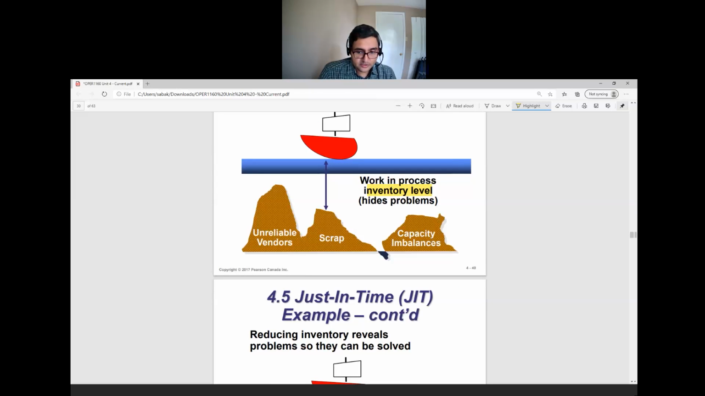If you have lots of inventory, certain things like unreliable vendors and scrap may not be so obvious to you, but when you try to reduce the inventory levels in your organization, it is easy for you to understand how things are working in the organization. So with this, I will be stopping the lecture for today.